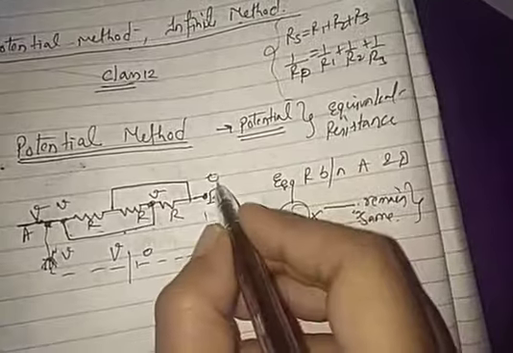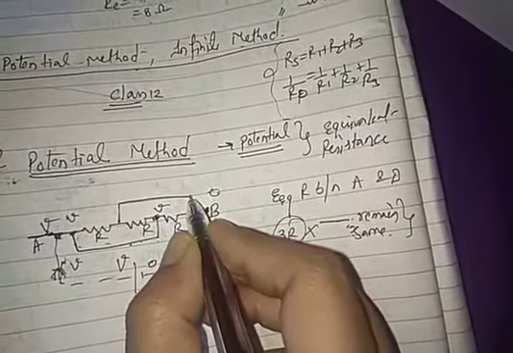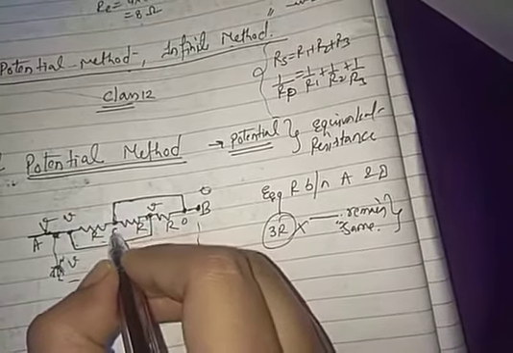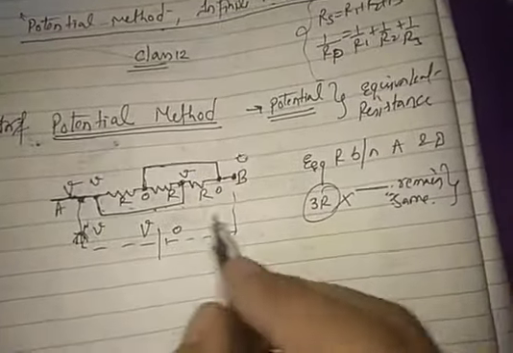Now let us begin from here. Here also no instrument, potential is 0. No instrument, potential is 0. At this point also the potential is 0.